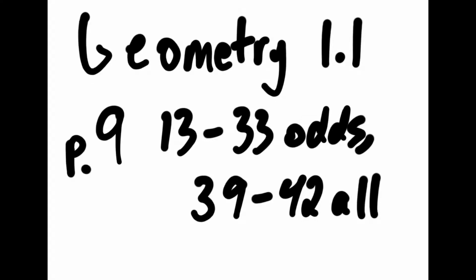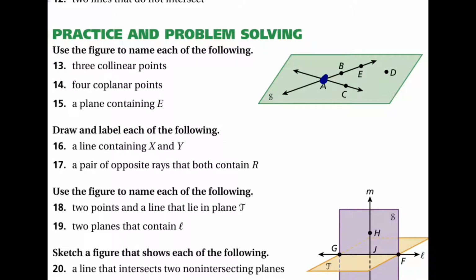Today we're going over section 1.1, page 9, 13 through 33 the odds, and 39 through 42 all. Number 13 says to use the figure to name each of the following.